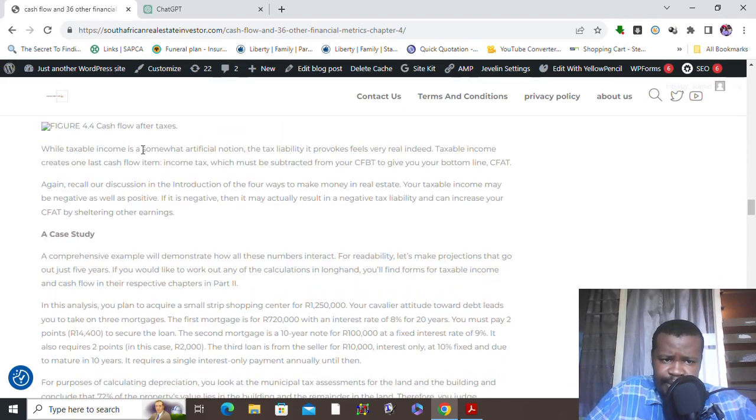While taxable income is somewhat of an artificial notion, the tax liability it provokes feels very real indeed. Taxable income creates one last cash flow item, income tax, which must be subtracted from the CFBT, cash flow before taxes, to give you your bottom line, cash flow after taxes.